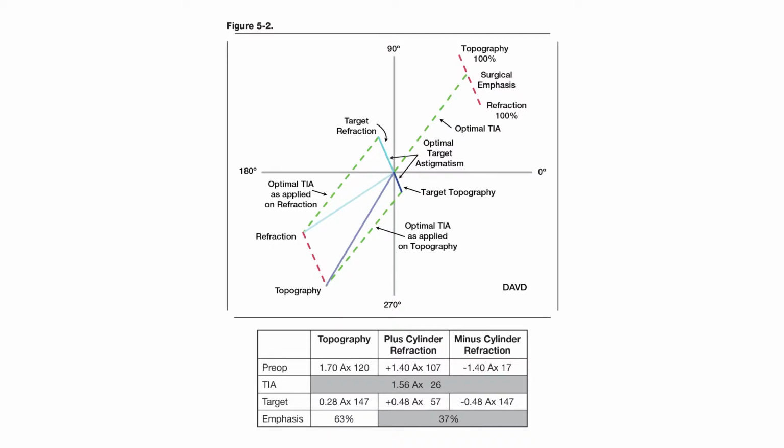Well, the differences between refraction and topography are prevalent, and they've always been so. There's always going to be measurement differences between refraction and topography because there are so many different ways of measuring it. Even with different topographers and different keratometers, there are measuring differences in parts of the cornea, and you're going to get different numbers.